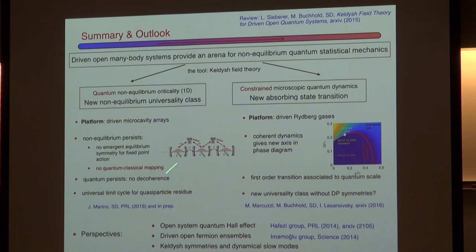And I think there are really a lot of interesting directions, in part followed here, for example, this open system quantum Hall effect. Here I would ask the question, what is specifically non-equilibrium about these systems? There are also experiments in the Imamoglu group that look at driven open fermion ensembles. Fermions are another degree of freedom that you don't have in the classical world of statistical mechanics. And there's a lot of theory development to be done to really understand all the universal low-frequency dynamics that can go on in the system.